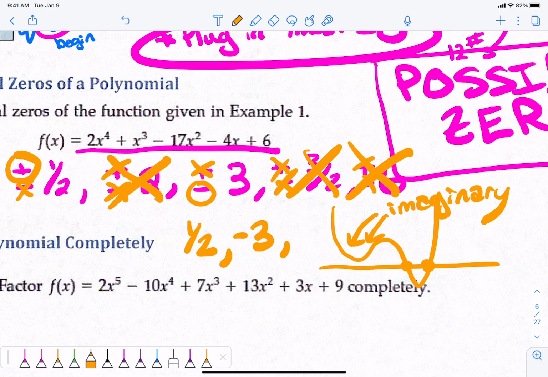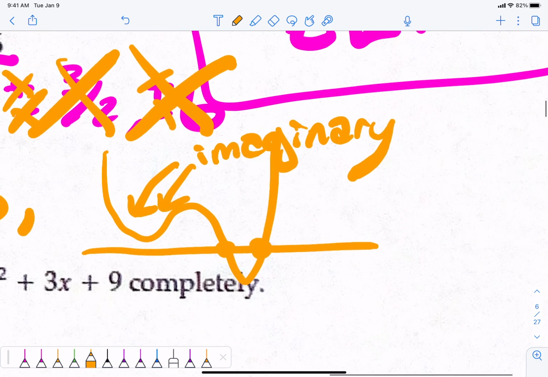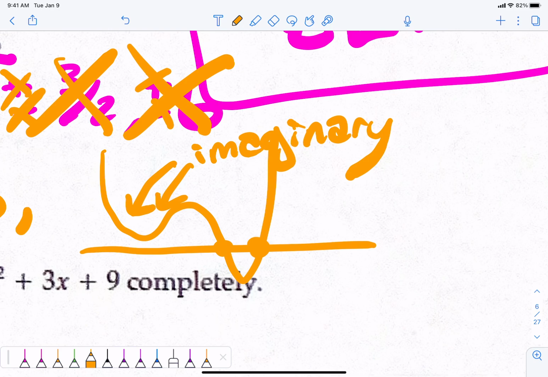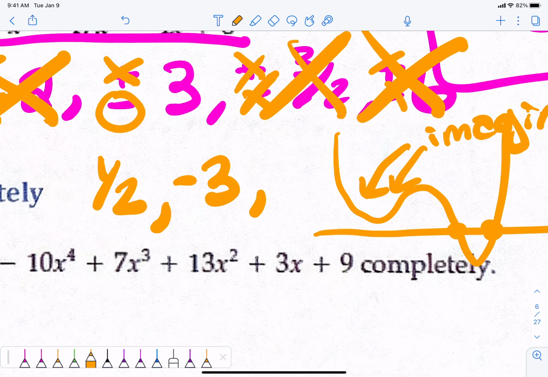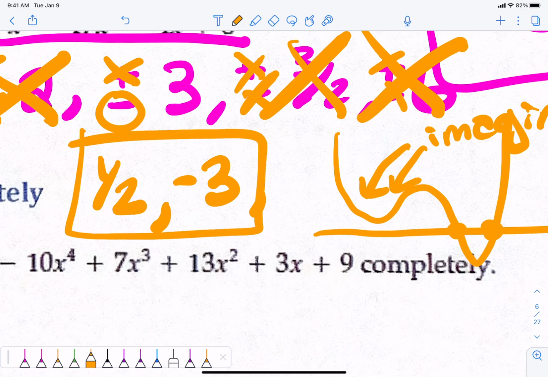So we have 2 of them. Now, here's what could happen. The other 2 could be imaginary, or they could be really ugly decimals. They could be irrational, meaning square roots of stuff. So I'm going to say that again: your other 2 are either imaginary or really ugly decimals. We're going to keep going with this. Here are my 2 that come out nicely. All right, let's move on down.